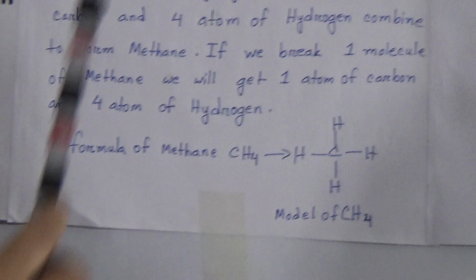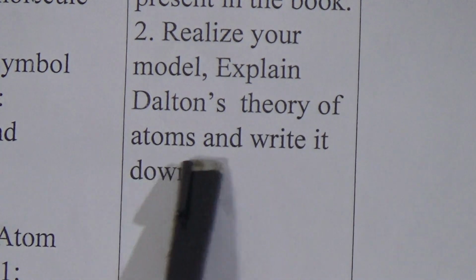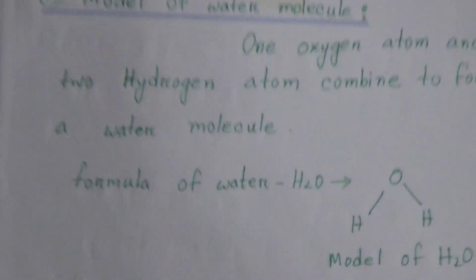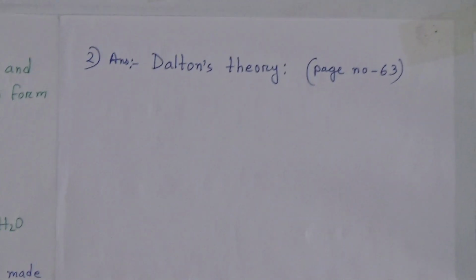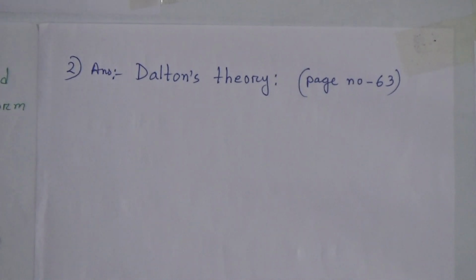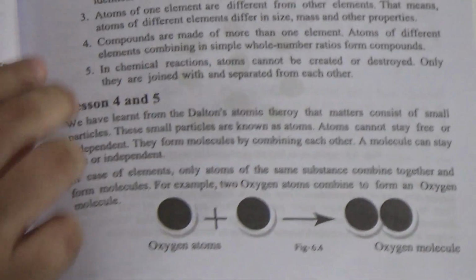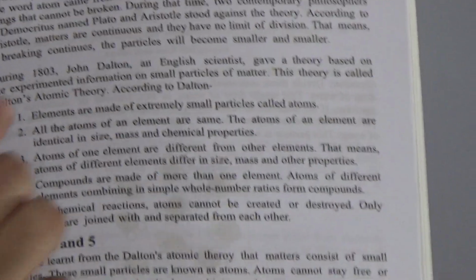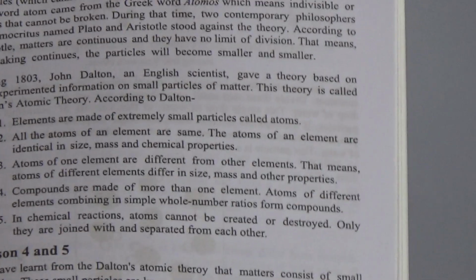Now the next question, number 2, was: realize your model, explain Dalton's theory of atom and write it down. For the answer, Dalton's theory, you will find it on page number 63 of your book. Look at your book and at first read this page properly. Dalton's theory is written here, then you will write it in your assignment. I hope now you will be able to write your assignment and make this model properly.